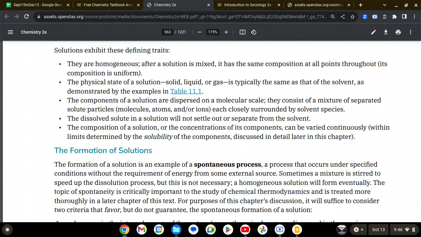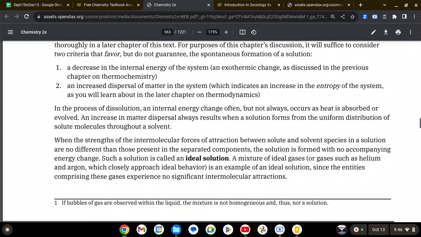The topic of spontaneity is critically important to the study of chemical thermodynamics and is treated more thoroughly in a later chapter of this text. For purposes of this chapter's discussion, it will suffice to consider two criteria that favor but do not guarantee the spontaneous formation of a solution. One, a decrease in the internal energy of the system, an exothermic change, as discussed in the previous chapter on thermochemistry. Or two, an increased dispersal of matter in the system, which indicates an increase in the entropy of the system, as you will learn about later in the chapter on thermodynamics.